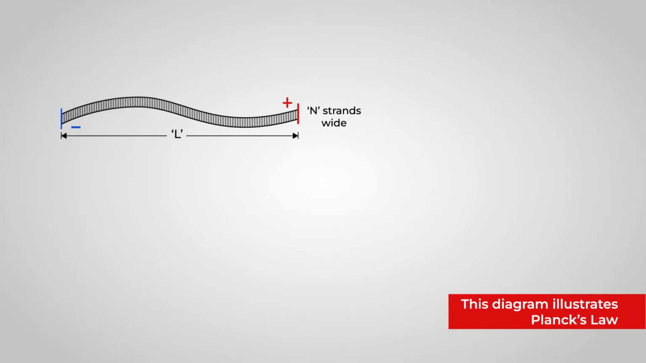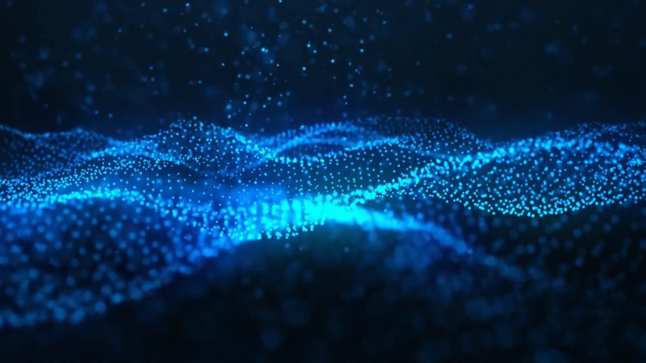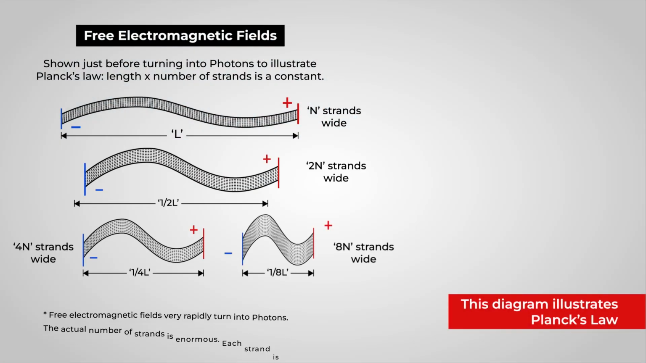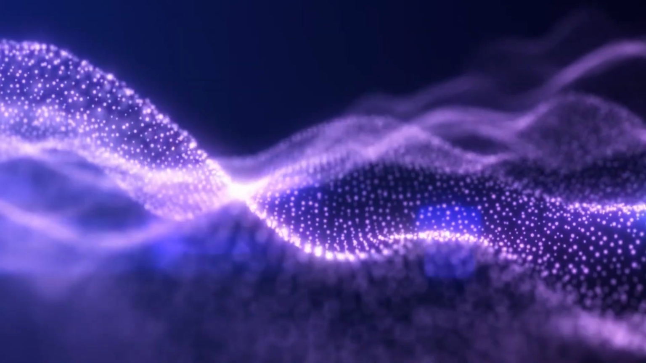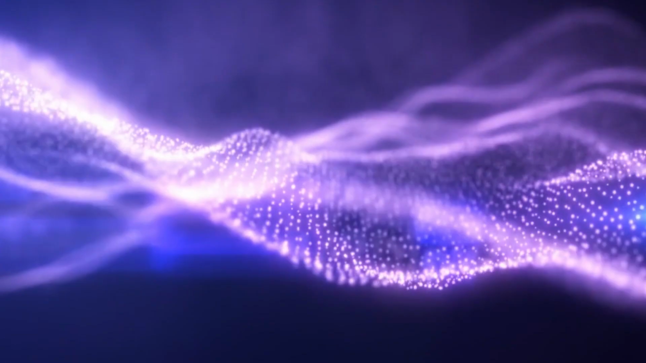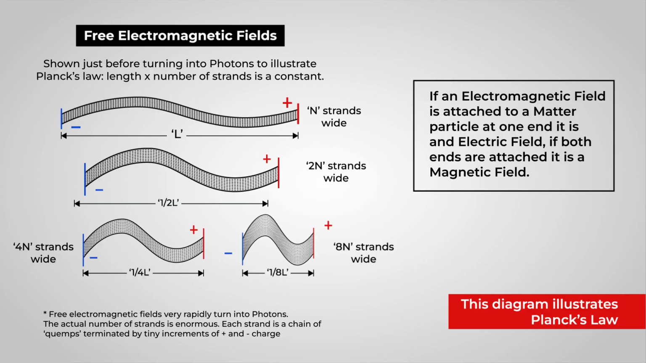This diagram illustrates Planck's law. Free electromagnetic fields are shown just before turning into photons. The length times the number of strands is a constant. It should be noted, if an electromagnetic field is attached to matter at one end, it is an electric field. If both ends are attached to matter, it is a magnetic field.